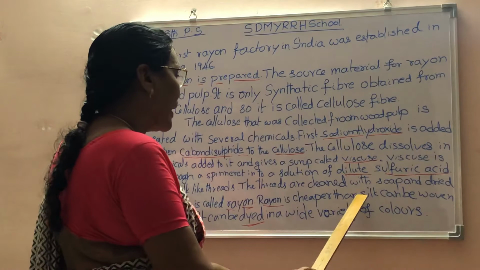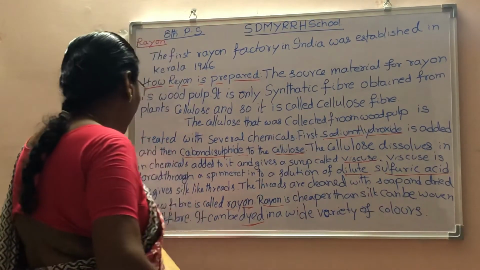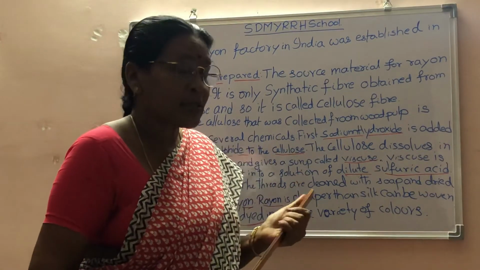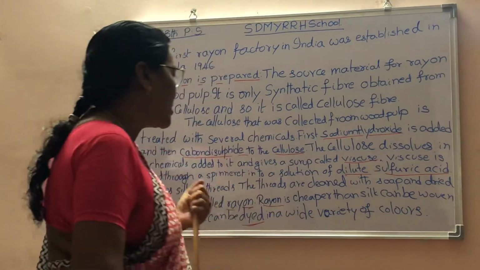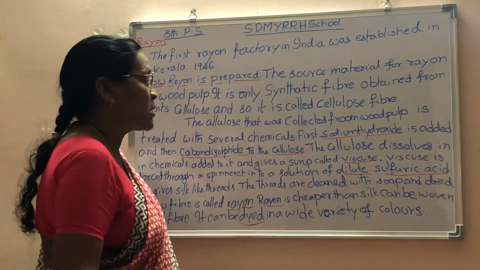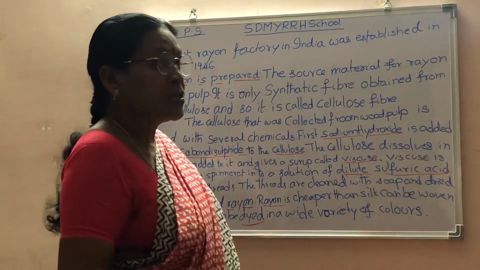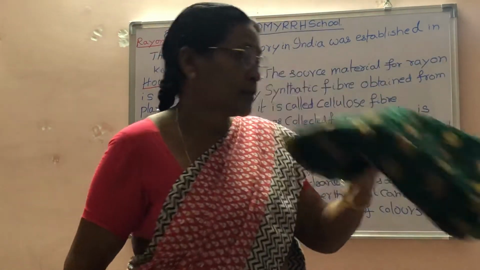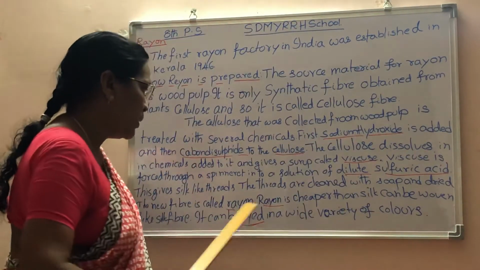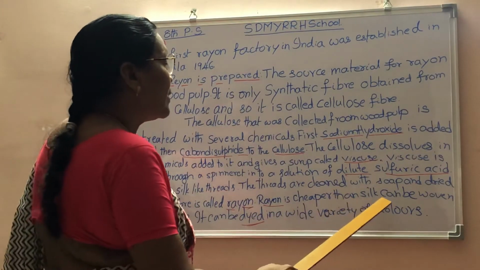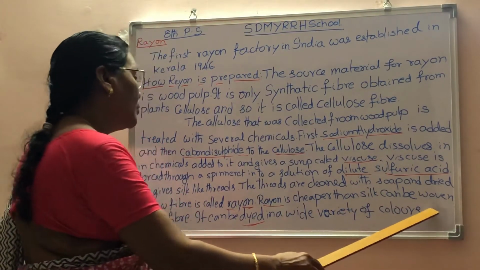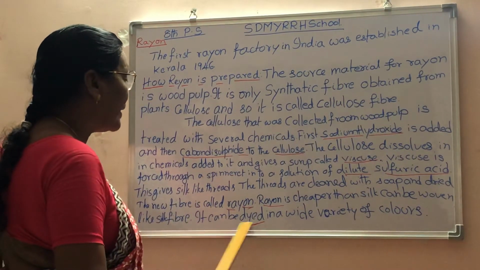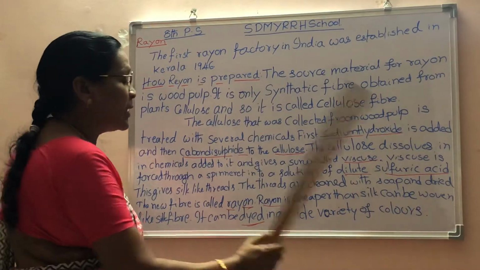Rayon is cheaper than silk and can be woven. Natural silk costs too much, and rayon is cheap in cost. Therefore, rayon is used to prepare silk cloths like this. Rayon is cheaper than silk and can be woven like silk fiber. It can be dyed in a wide variety of colors.